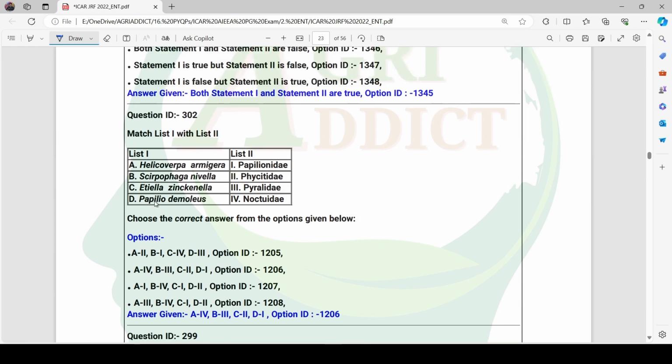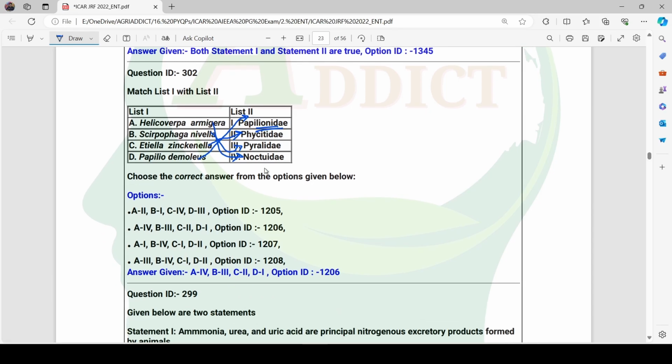Next question, another matching from insect taxonomy. Families and scientific names of insects are given. You just have to match them correctly. So Helicoverpa armigera, a noxious pest of the family Noctuidae, order Lepidoptera. Then Scirpophaga nivella. This is important. Scirpophaga means Pyralidae, sugarcane top borer. Then Etiella zinckenella. It's an important pest of pulses. So Etiella zinckenella mainly belongs to the family Pyralidae. And finally Papilio demoleus or citrus butterfly. It belongs to the family Papilionidae of the order Lepidoptera.